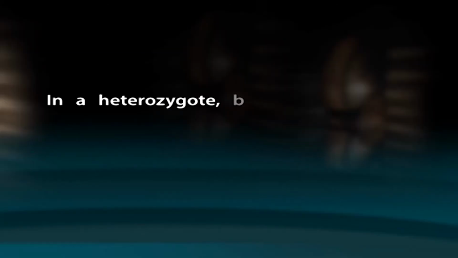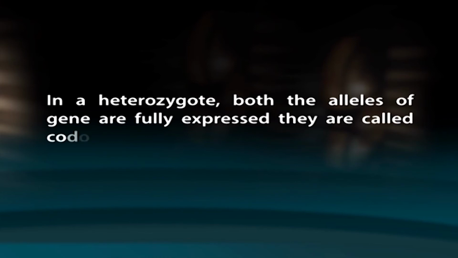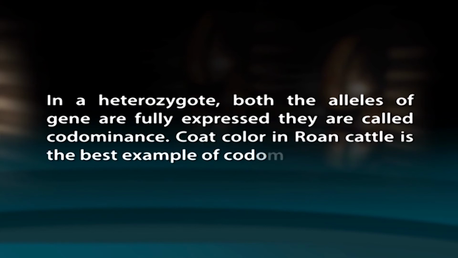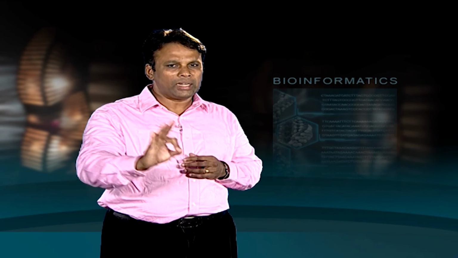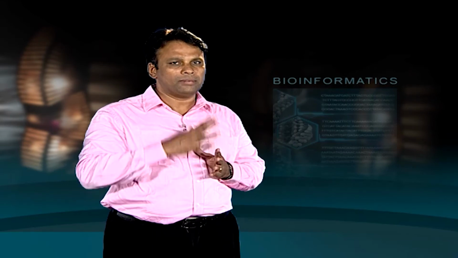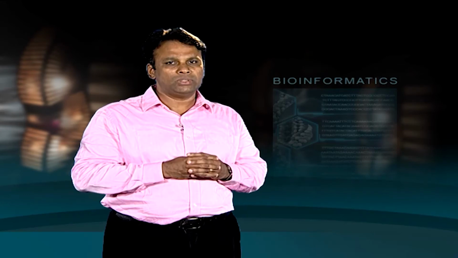In a heterozygote, both the alleles of a gene are fully expressed, and this is called codominance. Coat color in roan cattle is the best example of codominance. In this, the effect of both the alleles is clearly visible. The two alleles produce their effect independently without mixing. The expressed phenotype is a combination of the two phenotypes and their alleles, and a quantitative effect is absent.